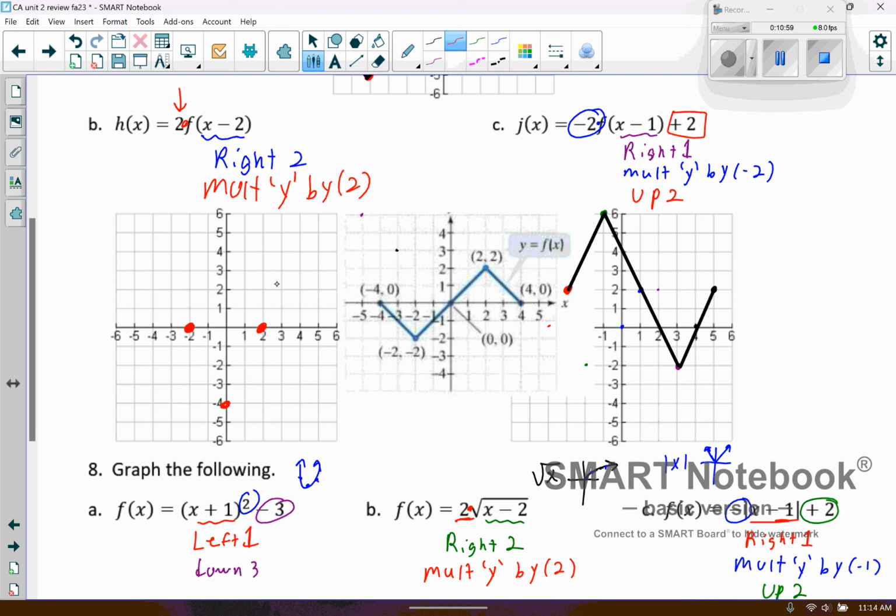Then the 2, 2 point will move to the right 2, and then I multiply my y value by 2, so 2 times 2 is 4, so it's going to stretch it. And then the last point, we start at 4, 0. We move to the right 2. The y value is 0, so 0 times 2 is still just 0, so nothing changed on that transformation part. And then we will connect our dots. It's the same shape, but obviously it's stretched out a little bit, and it's because of the 2 that's in front right there.